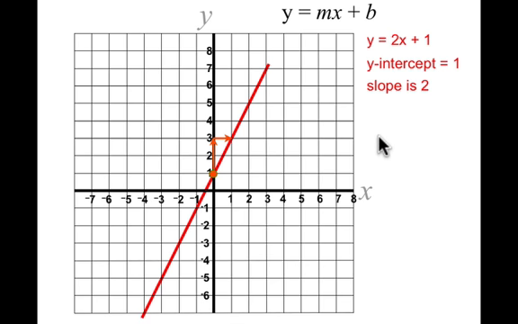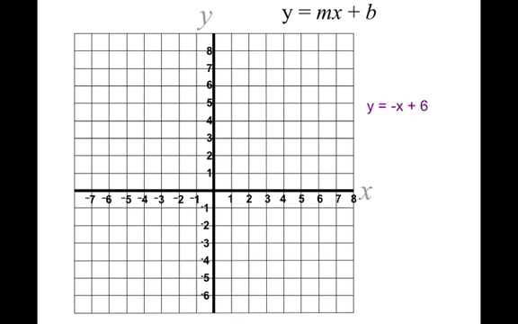So try another example here. If you're given the equation y equals negative x plus 6, then the y-intercept is 6, and so you put a point at 6 on the y-axis. And then you have to identify the slope, and negative x means that the slope, this is negative 1x, so the slope is negative 1.